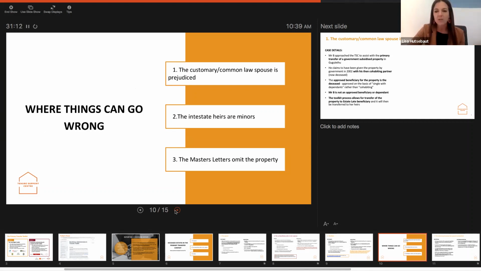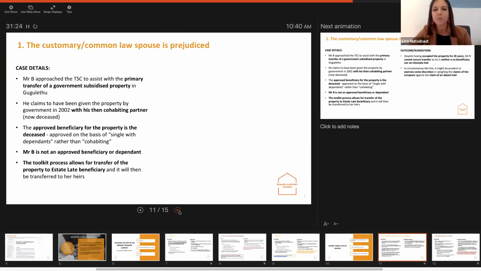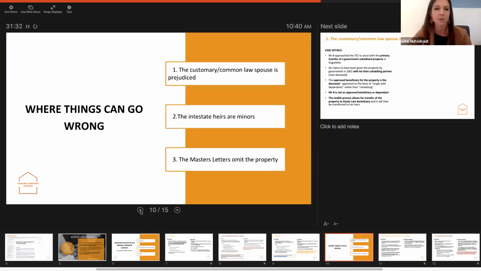I want to end off with a few warnings or a few discussion points on things that can go wrong during this process. The first being the customary or common law spouse. The second being minor heirs. And the third being where your master's letters omit the property in question. These discussions are more just to have a think about while you're going through the process, so that you can advise beneficiaries properly, so that you can maybe preempt some of the problems that might arise down the line.